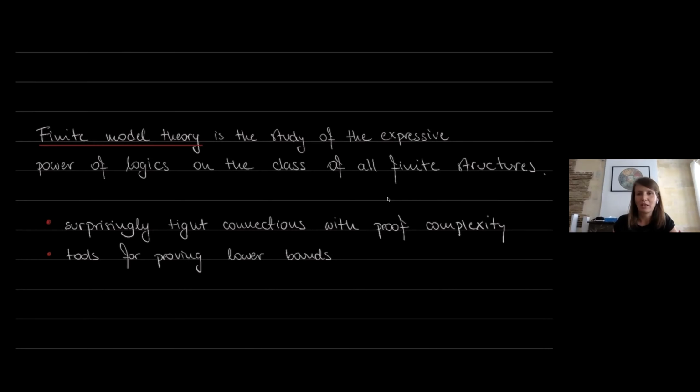And today I want to talk about surprisingly tight connections between finite model theory and proof complexity. I will focus on introducing some tools for proving lower bounds in proof complexity by translating some known lower bounds from finite model theory. I think all the organizational stuff has already been discussed, so it's going to be a two hours long tutorial.